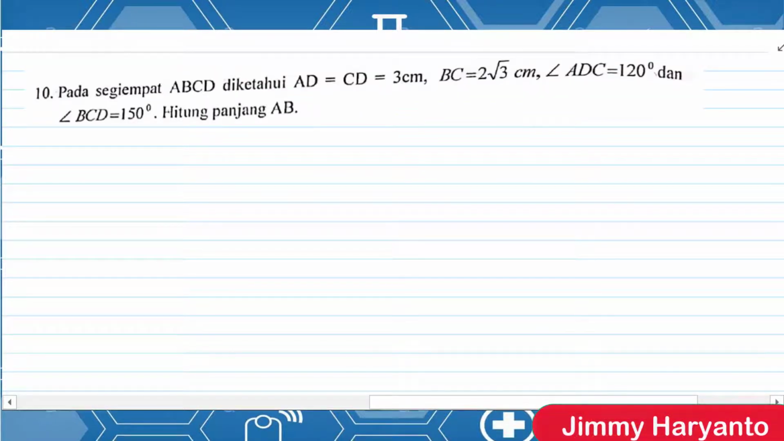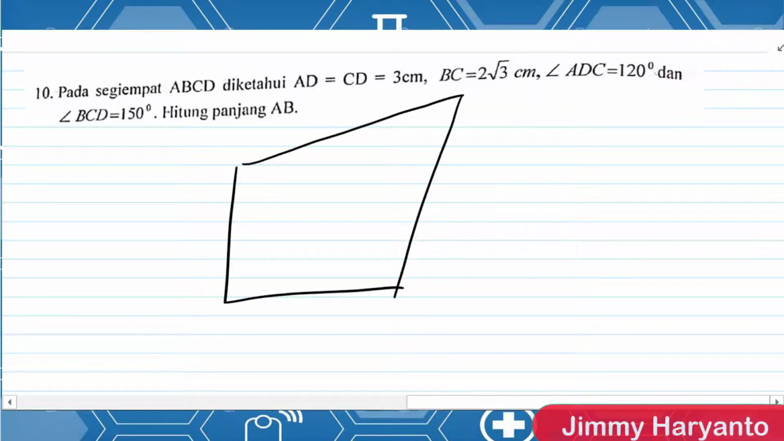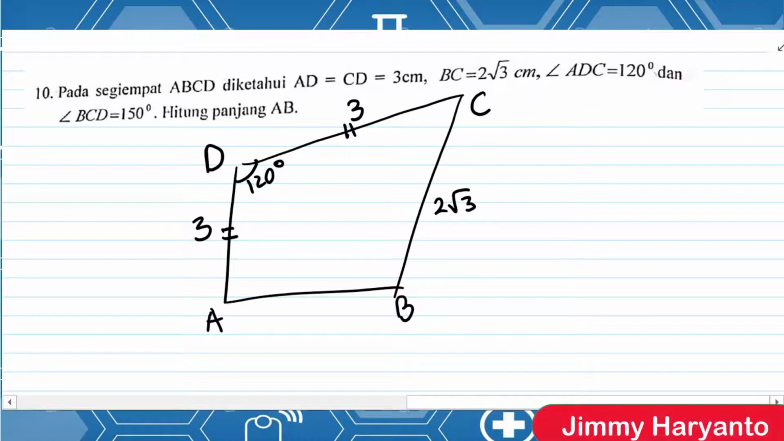Next is 10. For number 10, quadrilateral ABCD, AB equals to CD. So I will go like that. AB equals to CD. This is 3 and this is 3 centimeters. BC is 2 square root of 3, and then angle ADC is 120 degrees. Angle BCD equals to 120 degrees. Okay, so for this one, the question wants us to find AB.